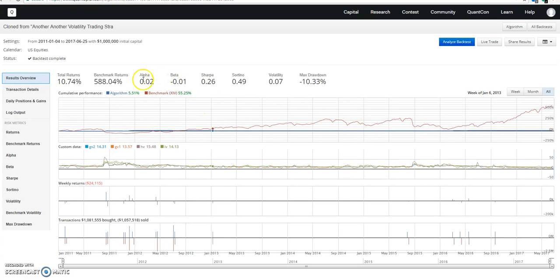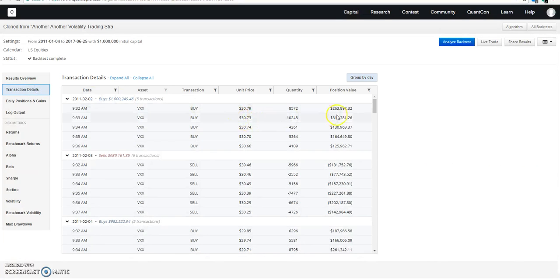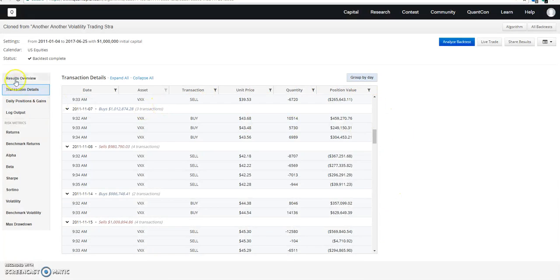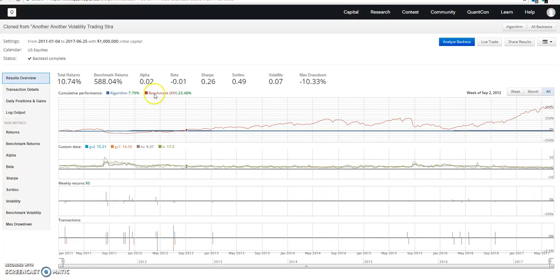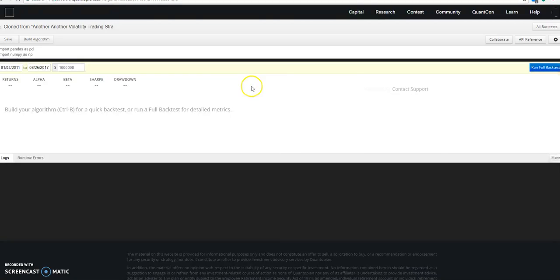The portion of the trade that only goes long VXX, which is pretty insane, made 10% over like 7 years. That's pretty good considering it's VXX. But that shows that the long volatility part is not important. Let me show you some other stuff.